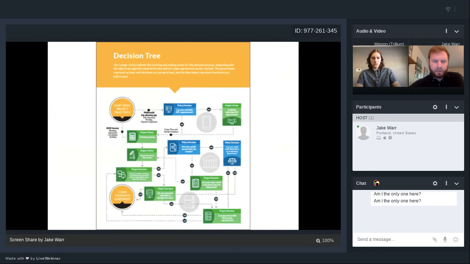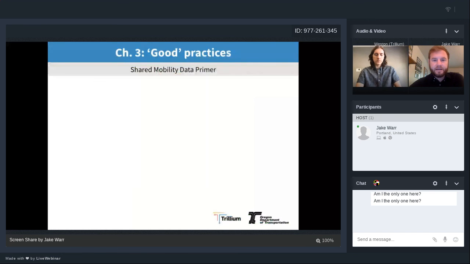Hopefully you can see it. It's a little blurry because it's a screenshot, but it shows that, again, like we're recommending, you start with the project objectives, and that's really what informs the process of getting to what you need in that data agreement with the shared mobility provider, and how that's going to support the overall project or program. So I'm going to turn it over to Weston to take it away, starting with chapter 3.